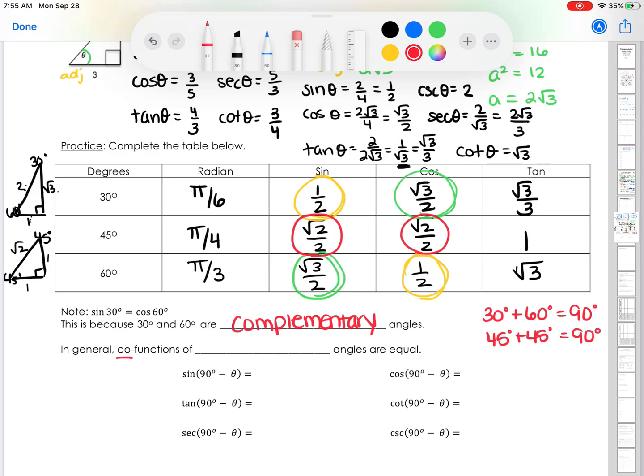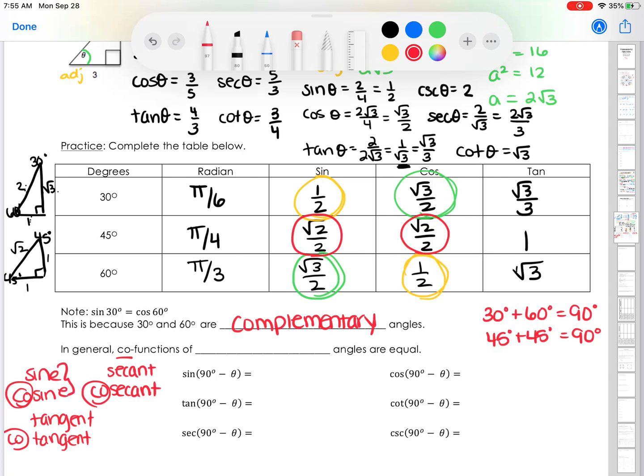So in general, co-functions, what I mean by that is sine and cosine. And then we have tangent and cotangent, and we have secant and cosecant. It's the exact same word. It's just the word co is put in front of it. So that makes these guys co-functions. So co-functions of complementary angles are equal.